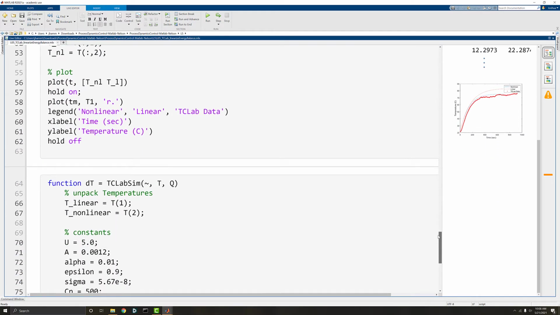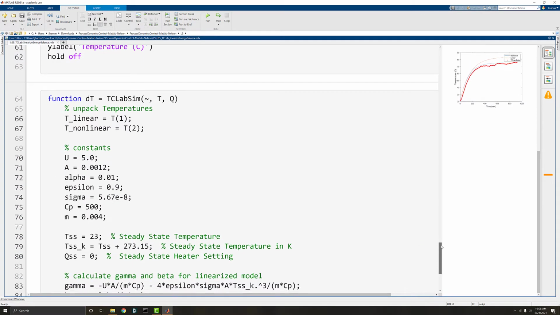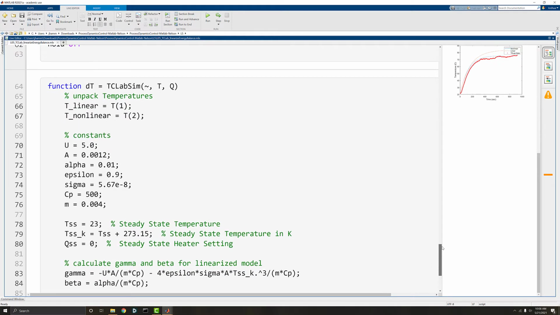So we'll go ahead and look at our function. There's a couple things to unpack here. The first thing we do is unpack the temperatures. In the arguments, we don't have time since we don't depend explicitly upon time, but we do have temperature and then Q as an input. So we unpack temperature as T linear, which is the first one, and T nonlinear, which is the second one.